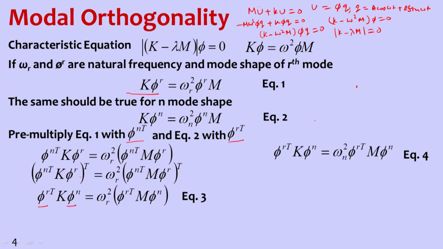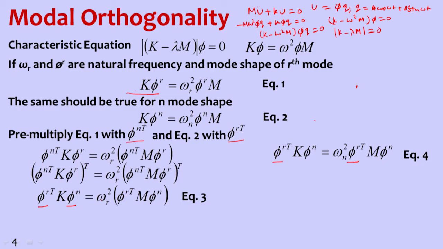Then similarly, in equation number 2, what we are doing is multiplying it with phi r transpose. So phi r transpose k phi n is equal to omega n square phi r transpose m phi n. So we are pre-multiplying it with phi r transpose. You can see, look at this one, phi r transpose.